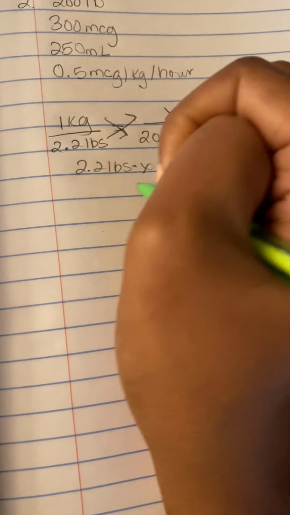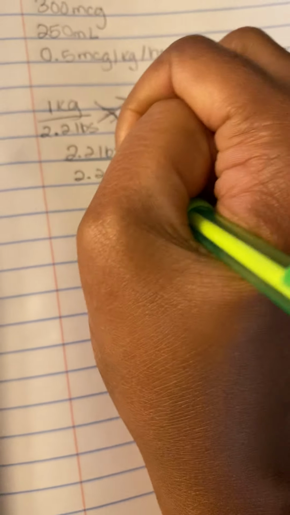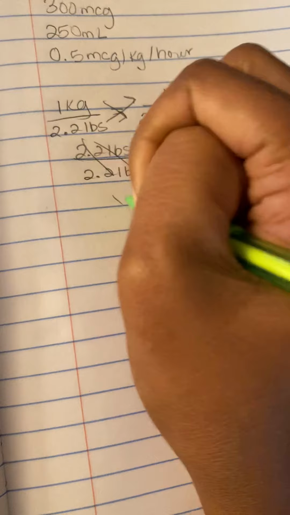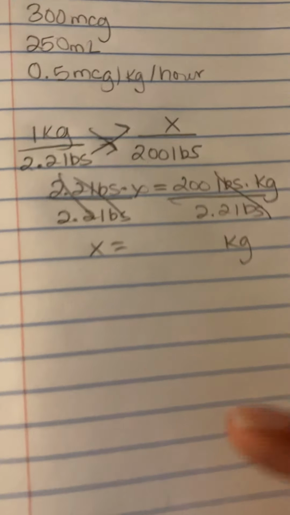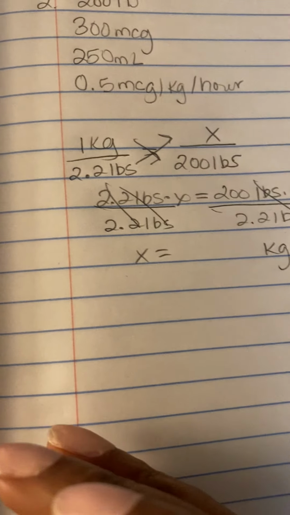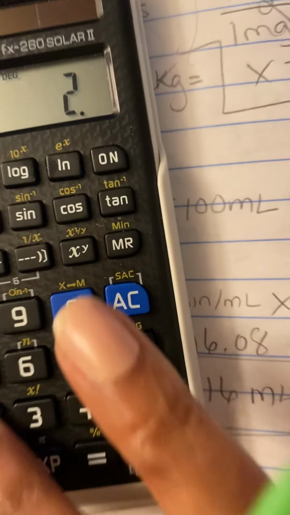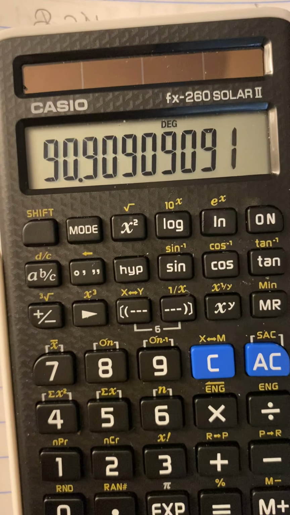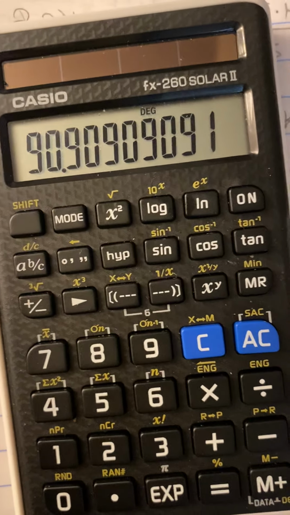Next step, I want X to be isolated. Isolate the variable for me. The pounds cancel out, which is what we want, leaving me with the kilograms. So I just need to divide 200 divided by 2.2. Hopefully everybody also got that on your calculator. We're going to round that 90.9. We're going to give that 91 kilograms.